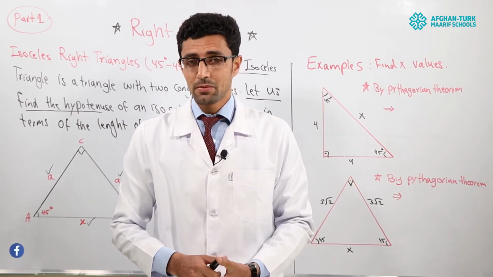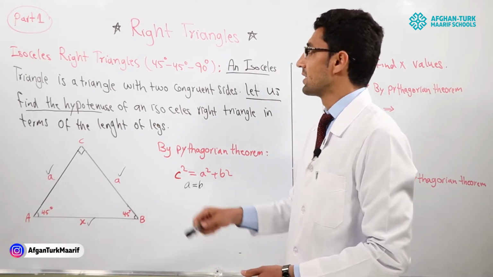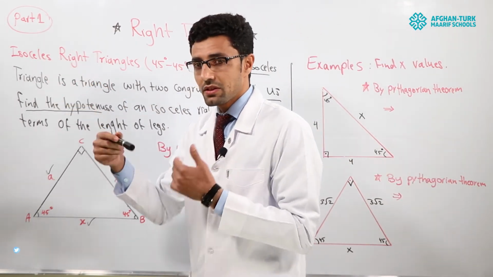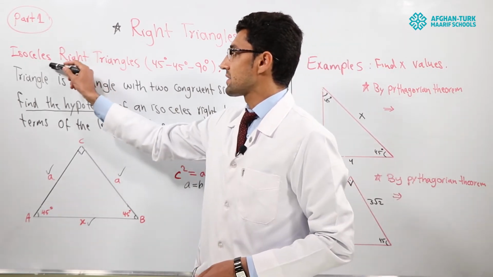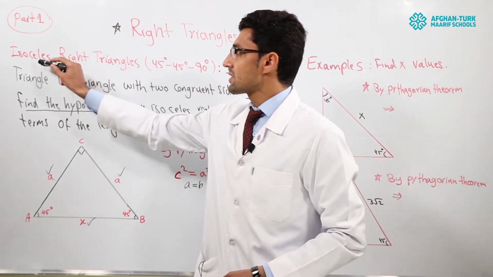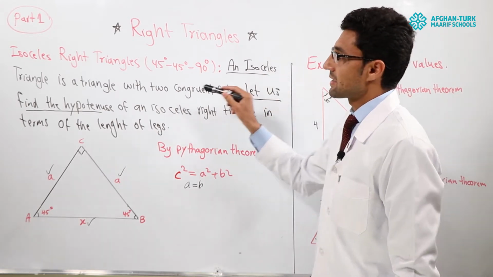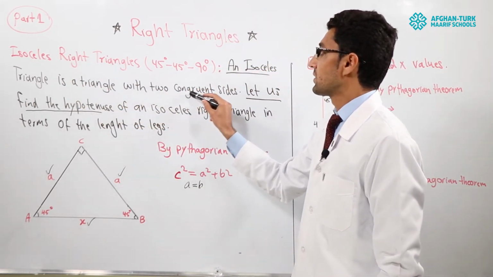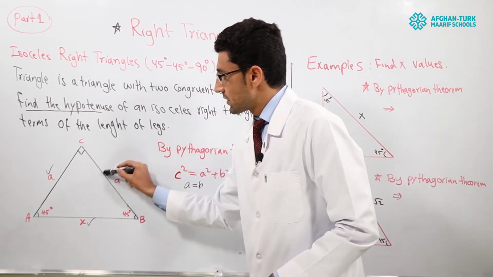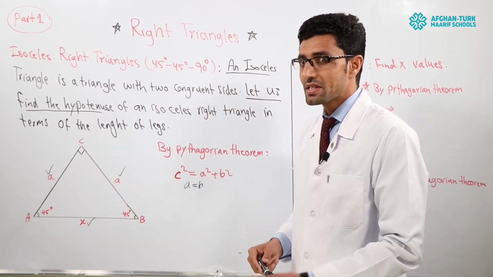Let's start our today's program, which is a very important and interesting lesson. What is that? Right triangles. At first we are going to discuss isosceles right triangles, okay? Do you know the definition of an isosceles triangle? Don't worry, I defined it for you. An isosceles triangle is a triangle with two congruent sides. It means two sides of the triangle are similar or the same.